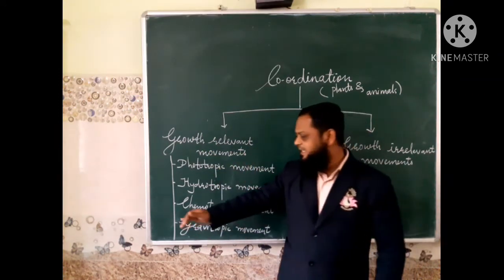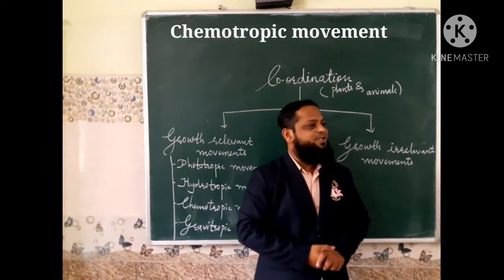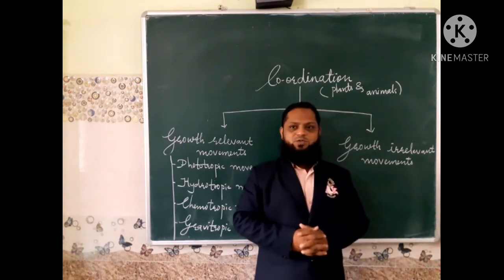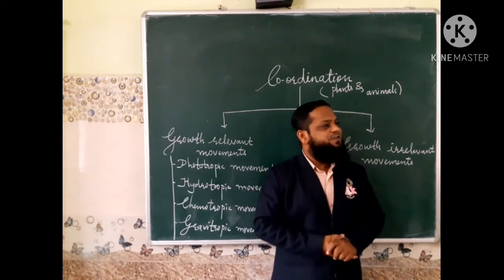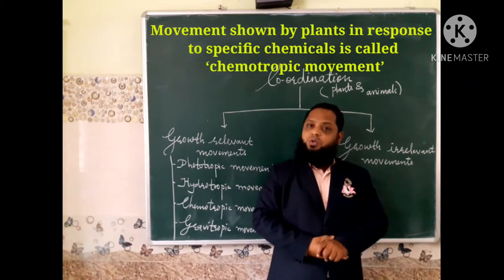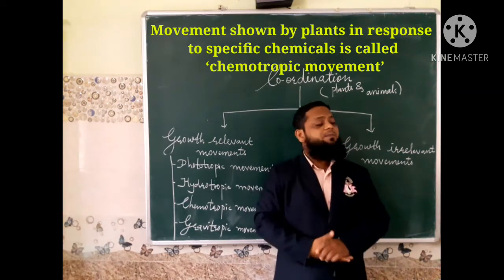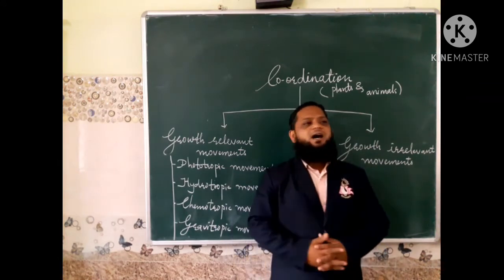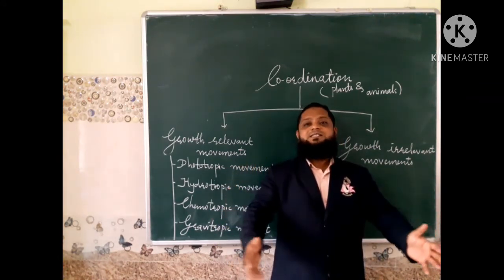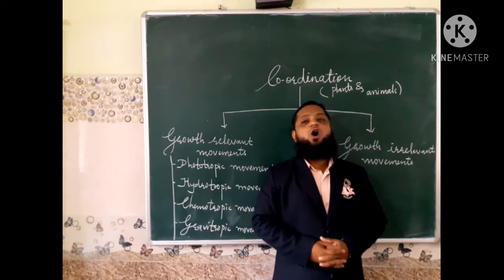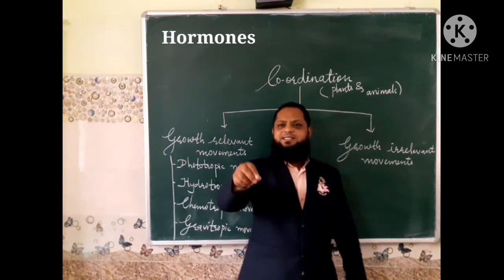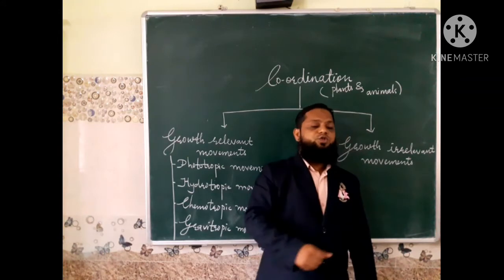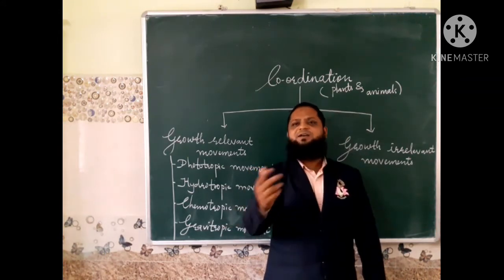Now the third type is chemotropic movement. Chemo means chemical substances. So chemotropic movement is a movement in which the plant shows growth in response to chemical substances. In the plant body, some chemical substances are synthesized. These chemical substances are called hormones. We know very well, in 8th standard you already studied about hormones. So hormones are chemical substances.